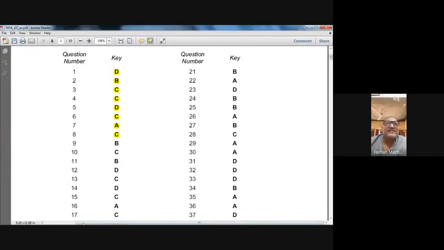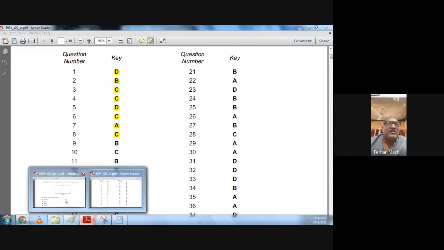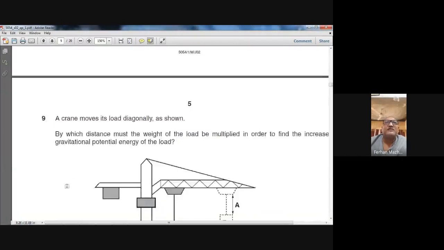Question number 8, you can see the marking scheme. C is the right choice. Okay, so we are going to the next question.